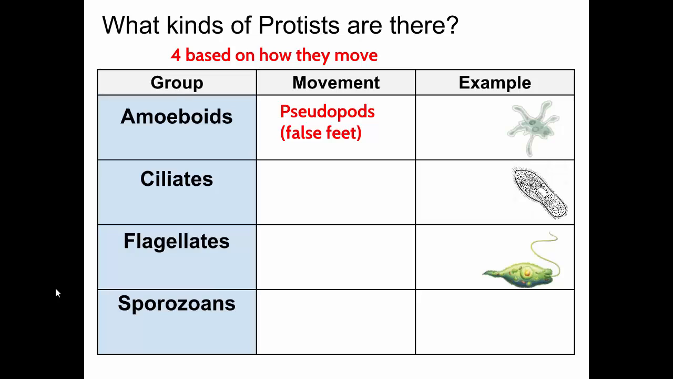pseudopods, false feet. If you have problems with your feet, what kind of doctor do you have? A podiatrist. That prefix, so that root P-O-D, it's having to do with the feet. Pseudo means like fake. So it means false feet. And the pseudopods we'll talk about in a minute are these extensions of the cytoplasm. And the one we're going to look at is called an amoeboid, amoeba. An amoeba is an amoeboid protist.